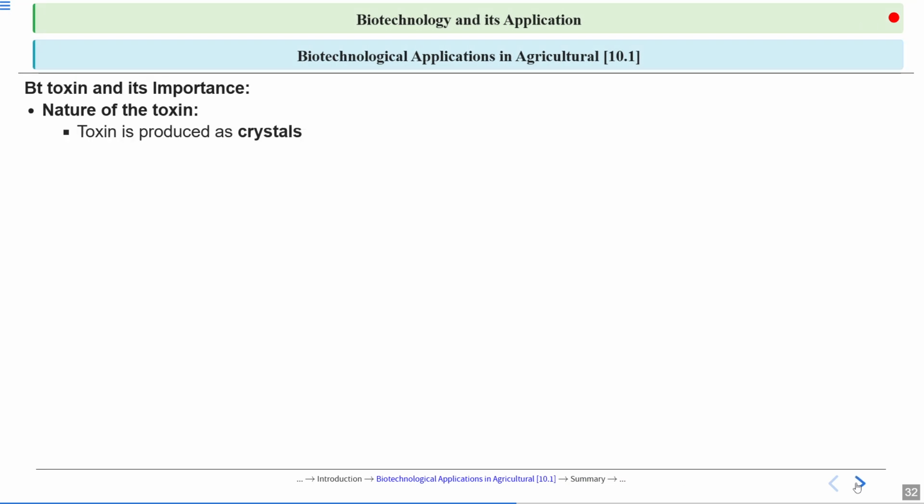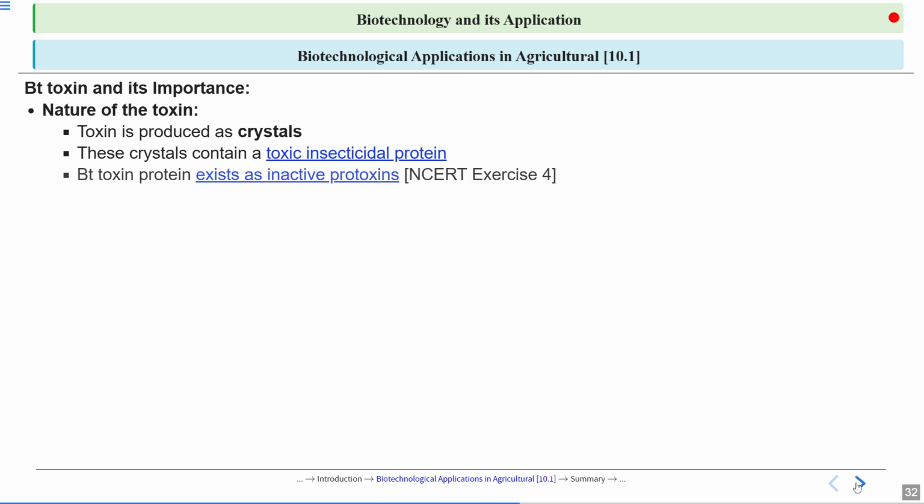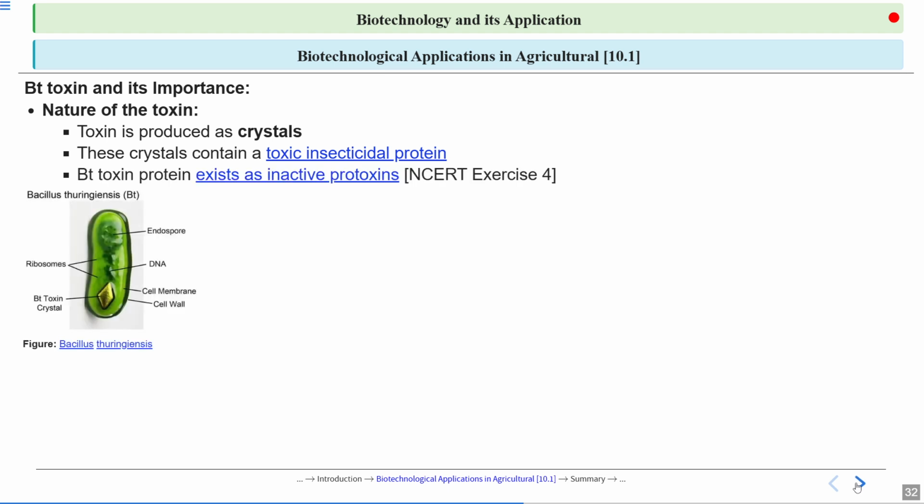So now, what is the nature of this toxin? First of all, that toxin is produced as crystal. These crystals contain a toxic insecticidal protein. Bt toxin protein exists as inactive protoxins. So, the toxin is produced as crystal, which you can see in this figure also. Then this crystal contains toxic proteins, the protein which is responsible for killing those insects. And this protein exists as inactive protoxin.